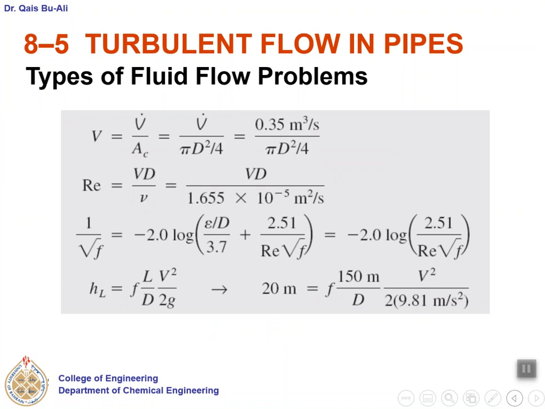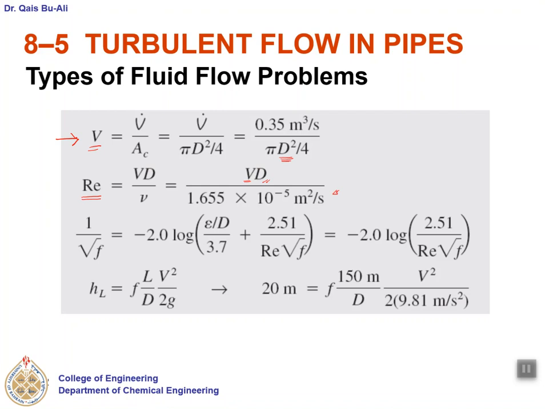Okay, so to list all the equations we have: for example, the equation for the velocity is equal to the volumetric flow rate over area. As you can see, here I have the diameter and the velocity as two unknowns. Then the Reynolds number is equal to V d over the kinematic viscosity. Here V is unknown, D is unknown, and the kinematic viscosity is known.